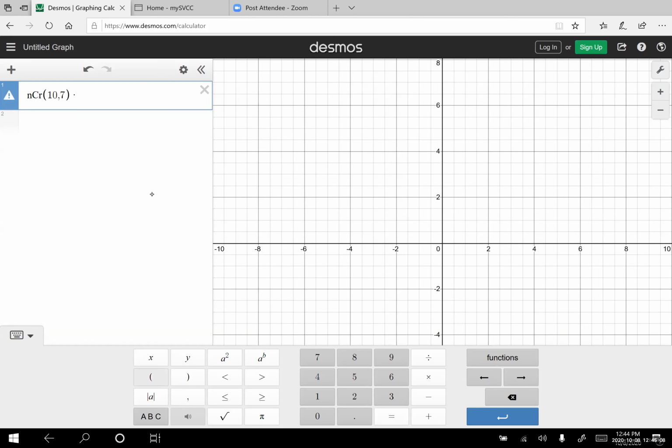Times 0.5 raised to the 7th power, times 0.5 raised to the 3. So here lies our probability. The probability for having exactly 7 boys in 10 births is 0.117, or about 11.7%.